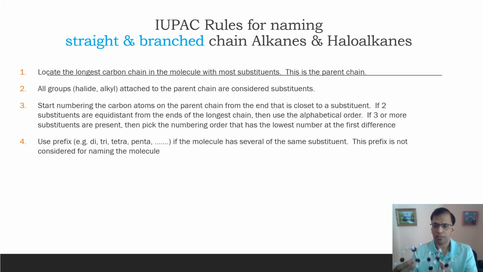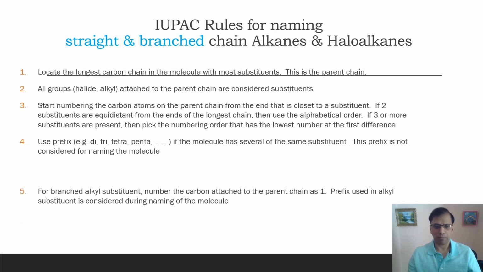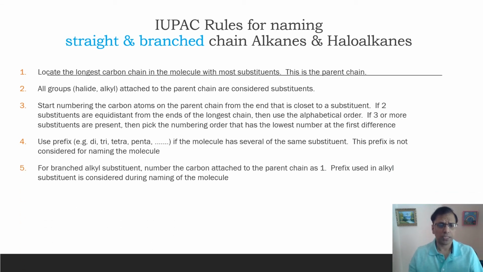If there are 3, it's called trimethyl. If it's 4, it's called tetramethyl, and so on and so forth. Also remember that you will not use the prefix when you are naming the molecule, and we'll explain more when we get to the examples. For branched alkyl substituents, the prefix is considered during naming of the organic molecule, and the carbon atom that is attached to the branched substituent is numbered as 1.